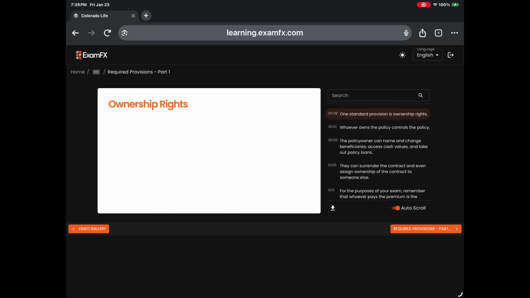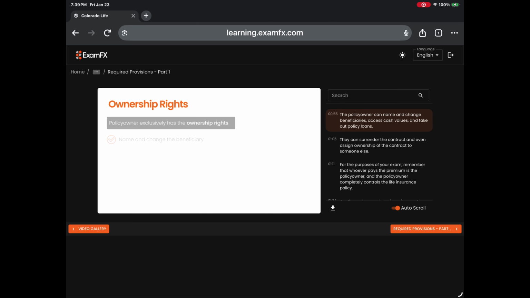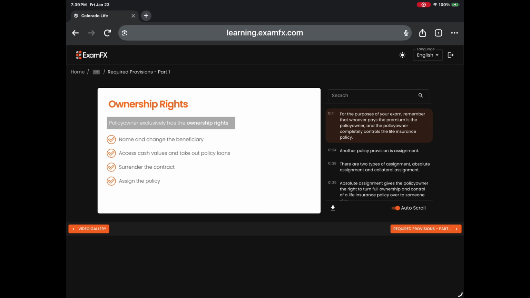One standard provision is ownership rights. Whoever owns the policy controls the policy. The policy owner can name and change beneficiaries, access cash values, and take out policy loans. They can surrender the contract and even assign ownership of the contract to someone else. For the purposes of your exam, remember that whoever pays the premium is the policy owner, and the policy owner completely controls the life insurance policy.